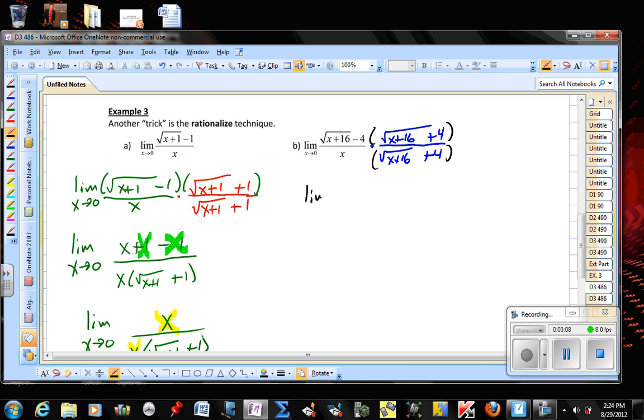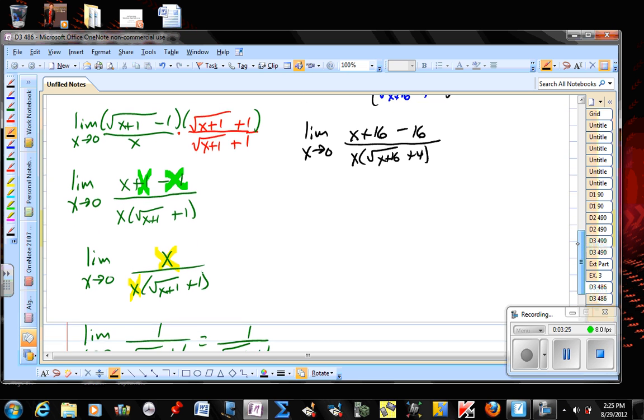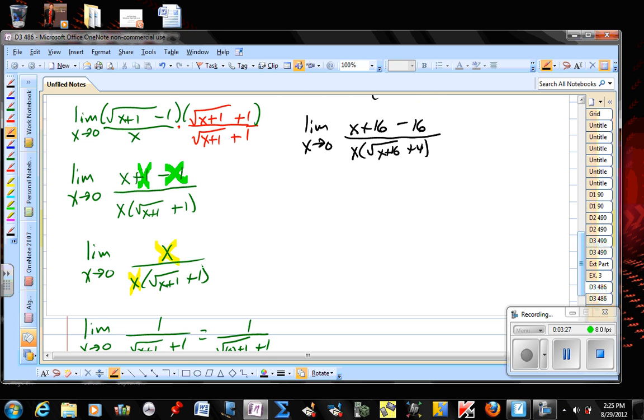Multiplying by conjugates will result in the difference of two squares. So we get x plus 16 minus 16 all over x times the quantity, root x plus 16 plus 4. Okay, now let's see what we can do. Plus 16 and minus 16 eliminate each other. And we're left with the limit as x approaches 0 of x over x times the quantity, root x plus 16 plus 4.